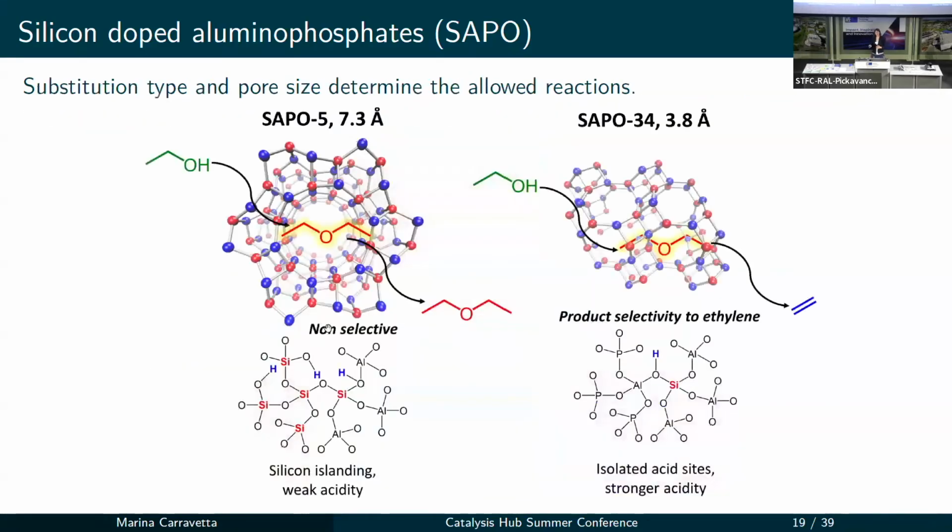And as part of this work, we initially considered two types of SAPOs. SAPO-5, which has very large pores, but does not actually lead to a significant amount of ethylene because the reaction usually stops predominantly at the stage of diethyl ether, or SAPO-34, which has already been discussed earlier today, which has a pore size of 3.8 angstrom. This one does not have silicon islanding as in this case, but has isolated acid sites. These acid sites are very strong, and this is ideal for the production of ethylene.